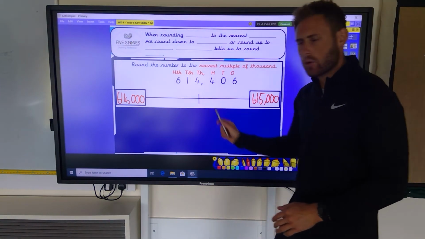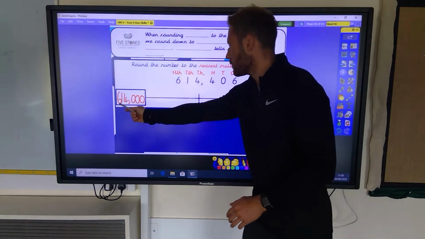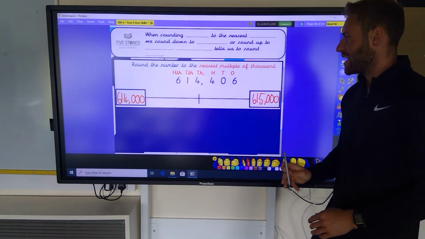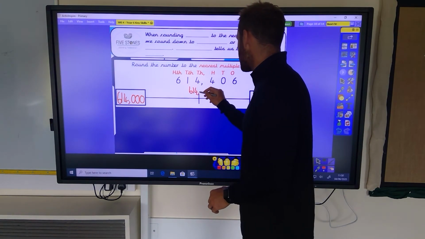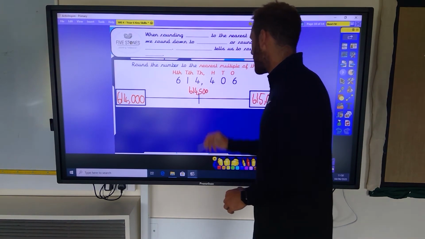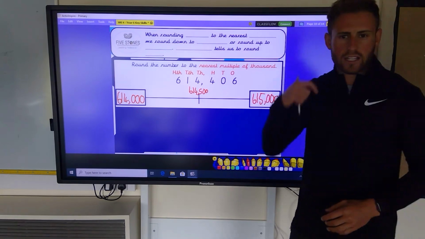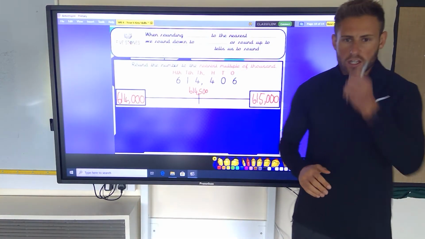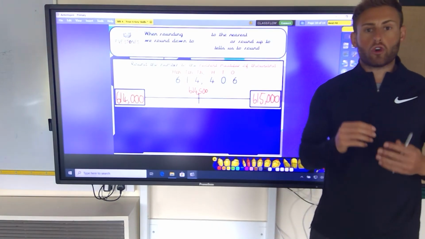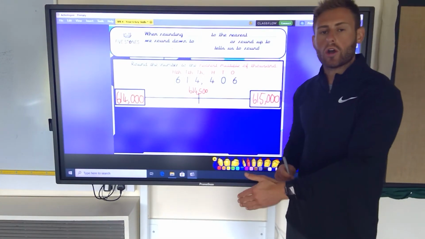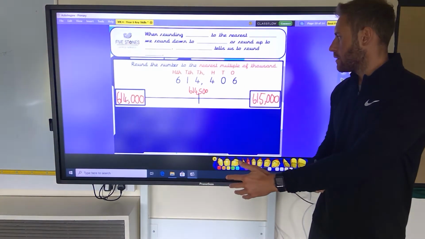What is going to be at this point here? If we're at 614,000 and 615,000, we're going to have 614,500 as our midpoint. So that's why we say when we're rounding, if the digit to the right is 5, 6, 7, 8, 9, we round up. And if it's 4, 3, 2, 1, we round down.